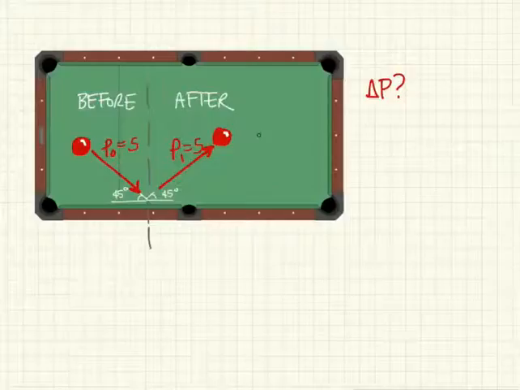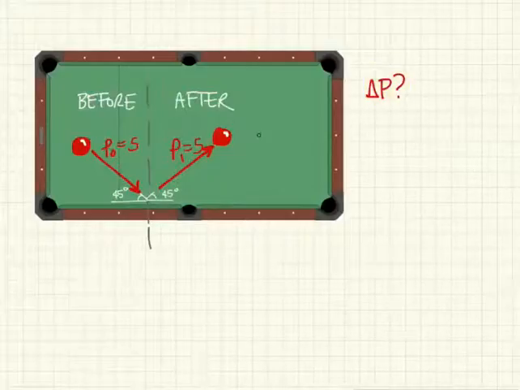Similar to the other case, what I'd like you to do is solve for the direction of the change in momentum during this collision, and also the magnitude of the change in momentum. Go ahead and pause the presentation, do your own solution, and then check back with mine.